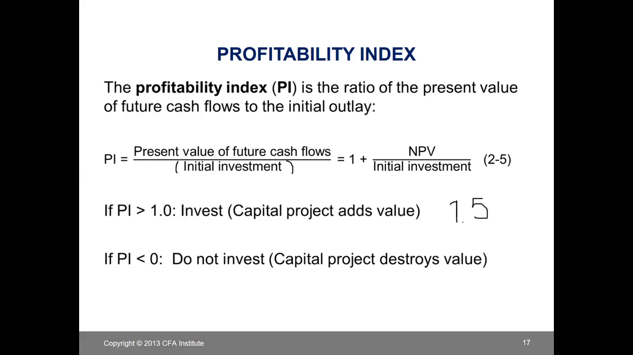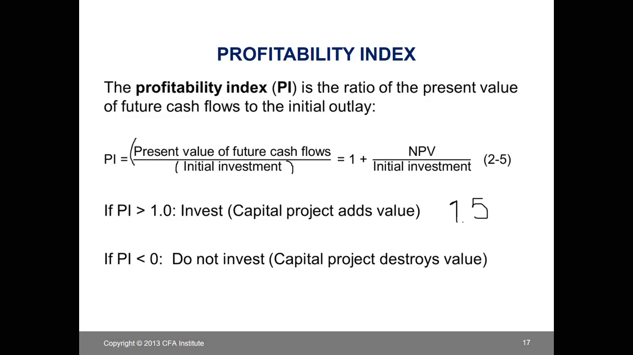And how can it be less than 1 if it's 1 plus NPV divided by initial investment? Don't look at that. It's another way of thinking. Just look at this part. Don't mix yourself up.